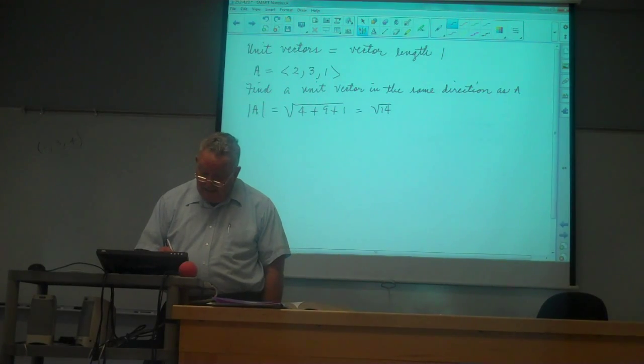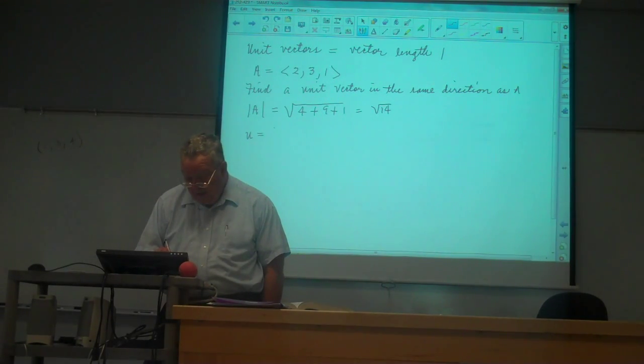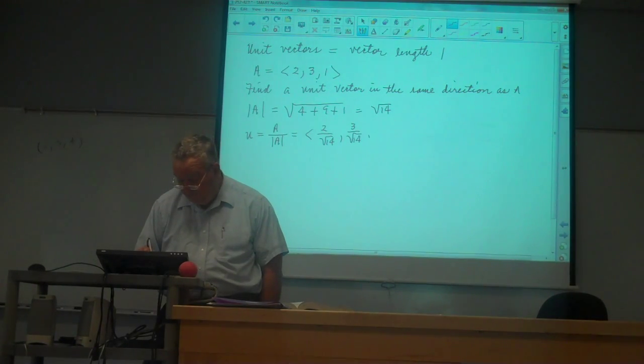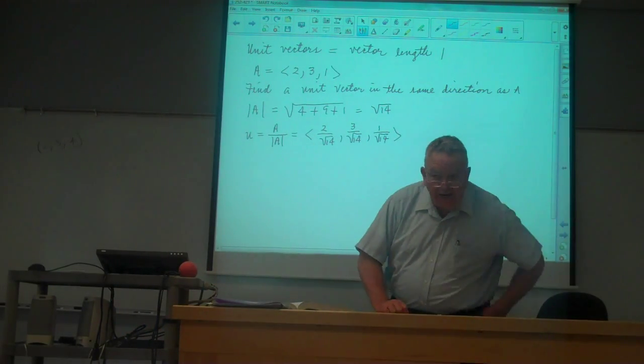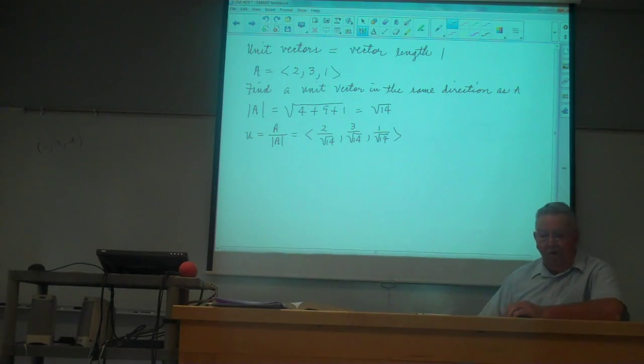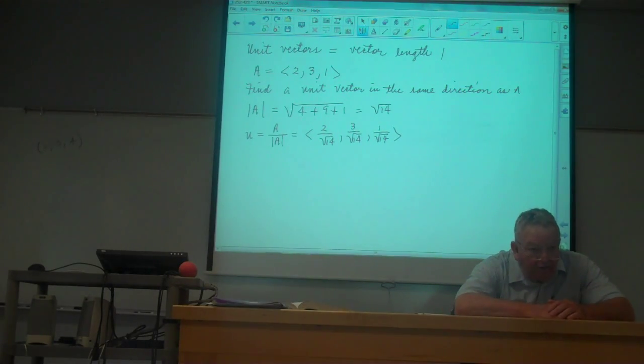So I think that the vector u equal to the original vector A divided by the length of A is the unit vector in the same direction as A. Doesn't it just make sense, if you're given a vector and you want a unit vector in the same direction, wouldn't you divide that given vector by its length, and wouldn't that make it be 1?